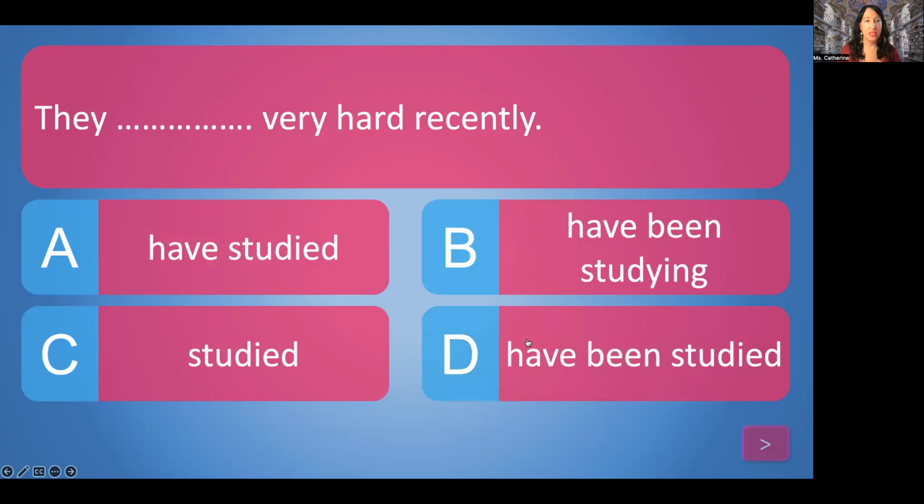How about this one? They blank very hard recently. A, have studied. B, have been studying. C, studied. Or D, have been studied. All right, before you answer, look at your clue word recently. What tense do we use with the word recently? Let's see if we got this right.